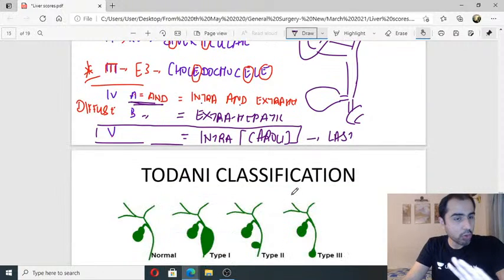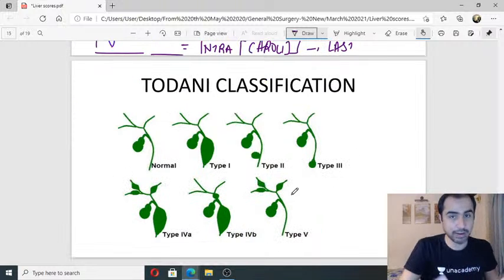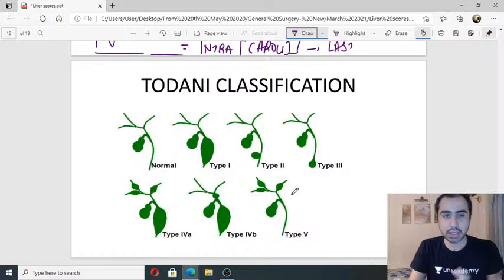This is my own creation. You will not find this in any book. Me and my wife came up with this. My wife is the queen of mnemonics. So she kind of helped me come up with this. And this is the actual Todani classification.